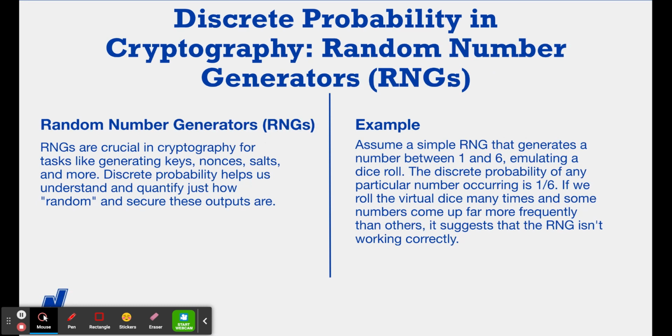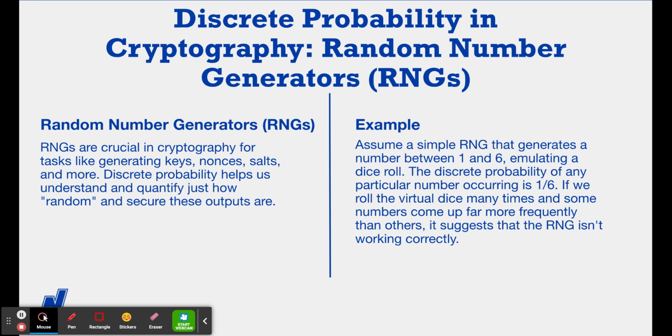Next, we're going to be talking about the cryptography of random number generators, or the RNGs. Now imagine a simple RNG designed to simulate a dice roll by generating a number from 1 to 6. The probability of any particular number appearing should be 1 in 6, or 1 divided by 6, as we mentioned. If we roll this virtual die many times and notice that the same number comes up far more frequently than it should, this would suggest that the RNG isn't as random as it needs to be.